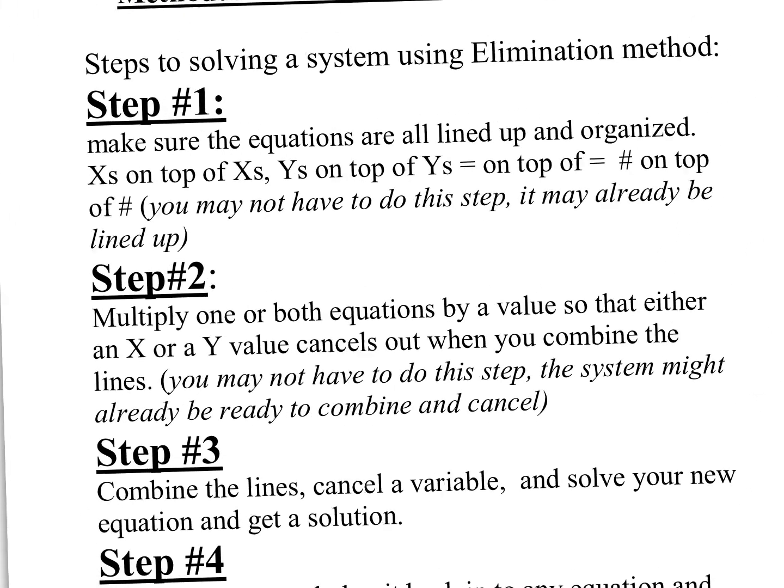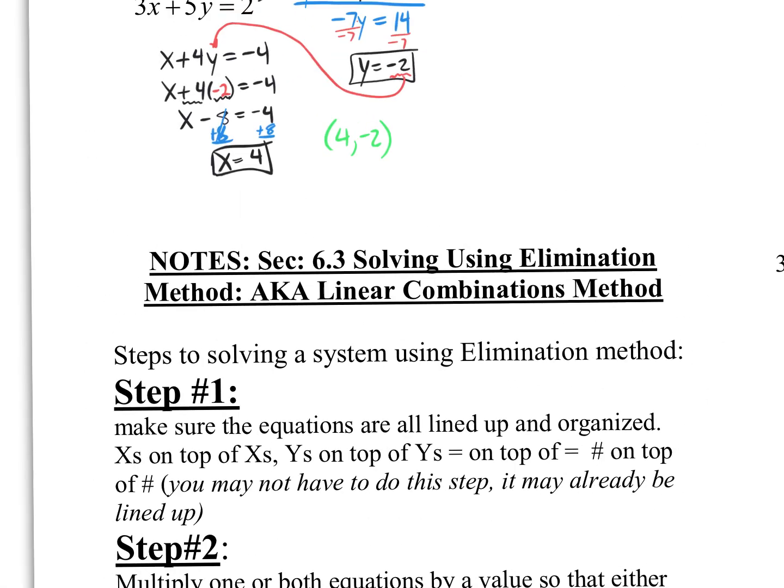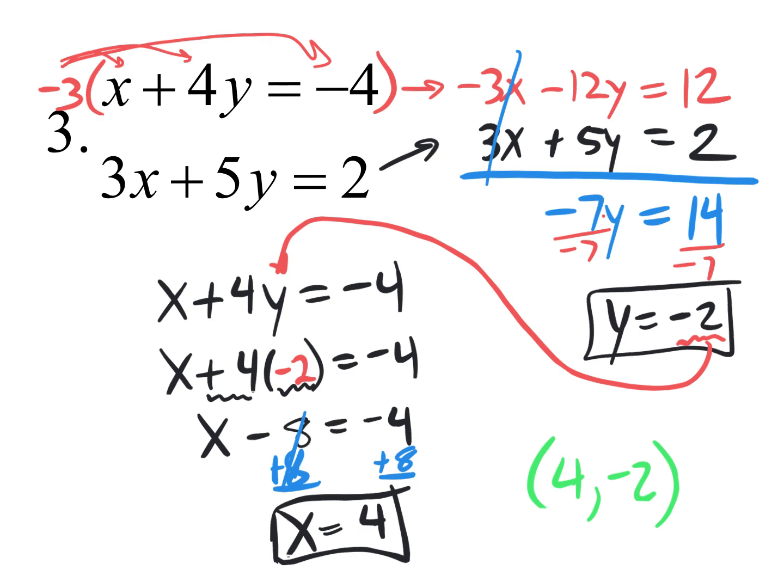Step 1, make sure it's organized, right? X is on top of x's, y is on top of y's, equal on top of equal. If it's not organized, you could move things around and organize it, okay? Step 2, you may have to multiply one or both equations to get something to cancel. Like right here, we only multiplied the top equation by negative 3. That's because we decided to cancel out x's.